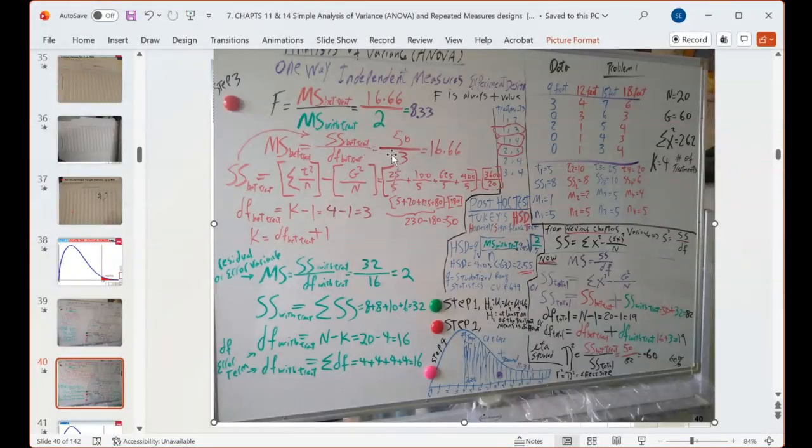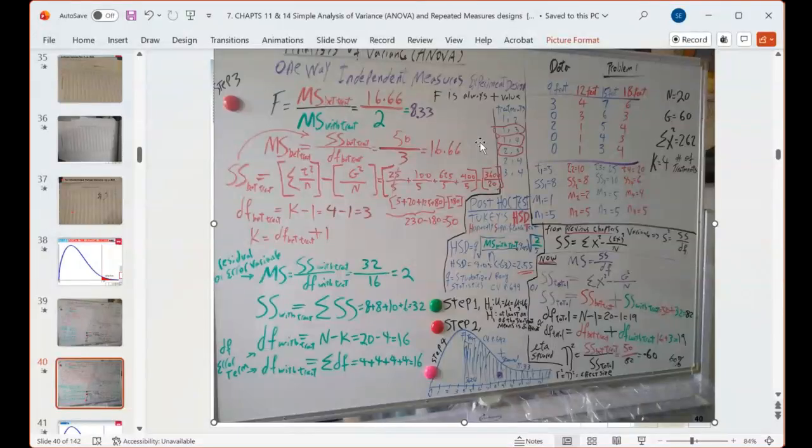And SS between on top says 50, and DF between that we know is K minus 1. 4 minus 1 is 3. 50 divided by 3 is 16.66. So that 16.66 goes right there on top of the F formula, the ANOVA formula, 16.66.